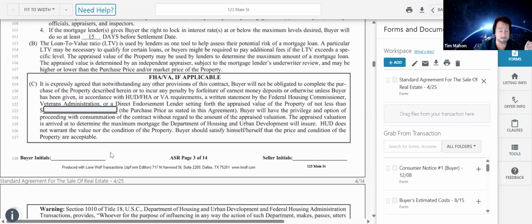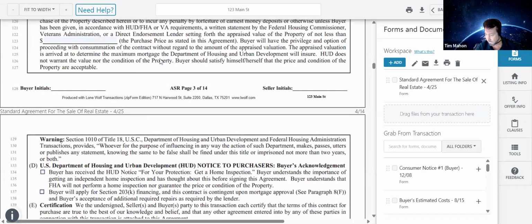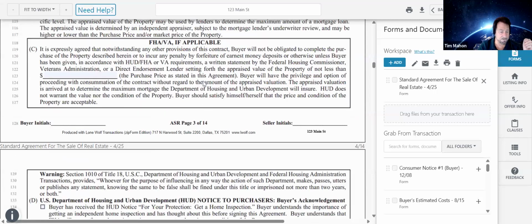And with conventional financing, which is beneficial to the seller, the buyer is not protected. So if you want to protect your buyer, what you would typically do is make your sale contingent upon the appraisal. We have such a thing as an appraisal contingency addendum, which we would use in that case. Okay, so that's FHA, VA, if applicable.